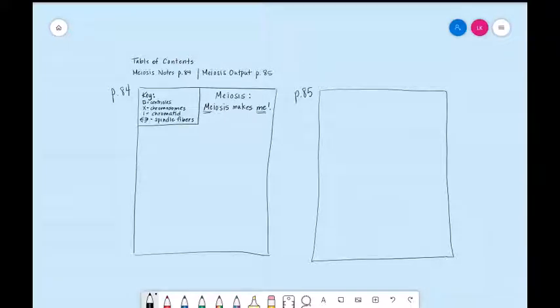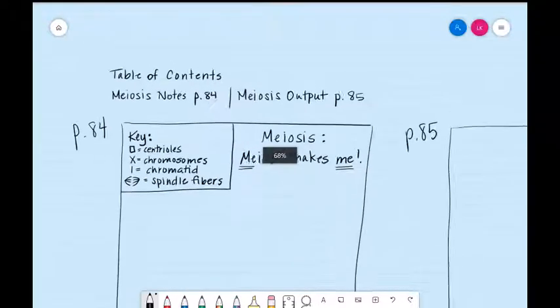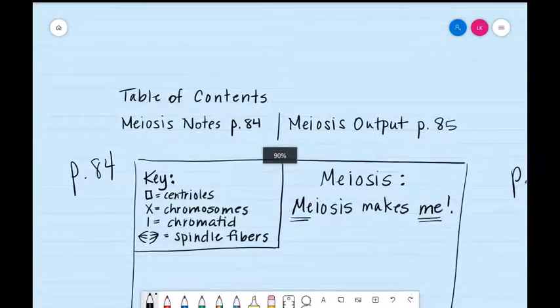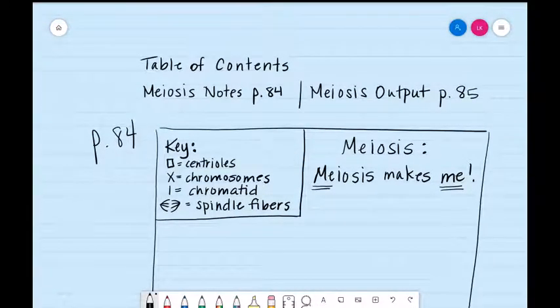So I'm working from pages 84 and 85 in the science notebook. Please go ahead and update your table of contents. You can pause the video if you need to. So it's going to be Meiosis Notes on page 84 and Meiosis Output on page 85.